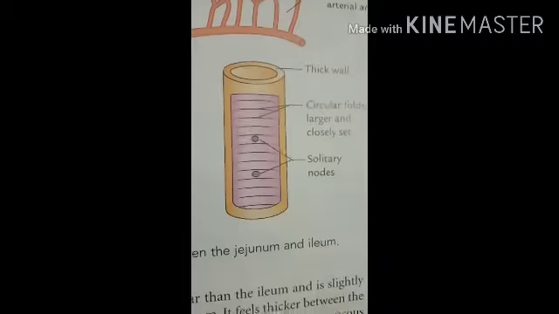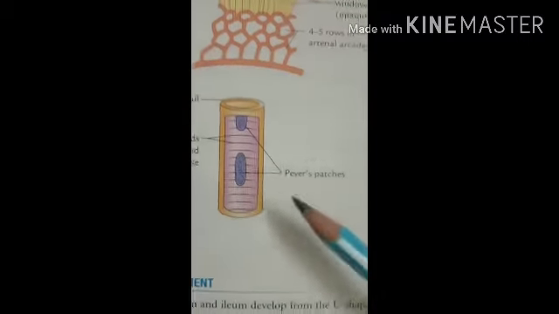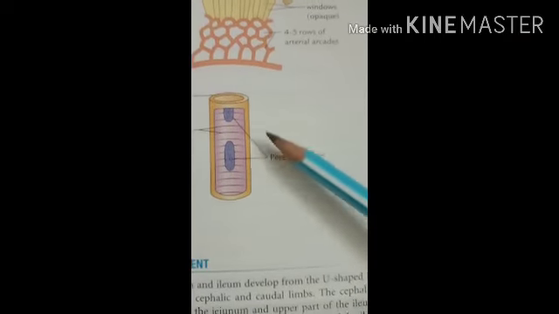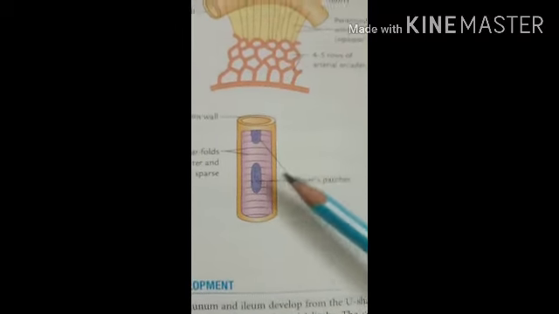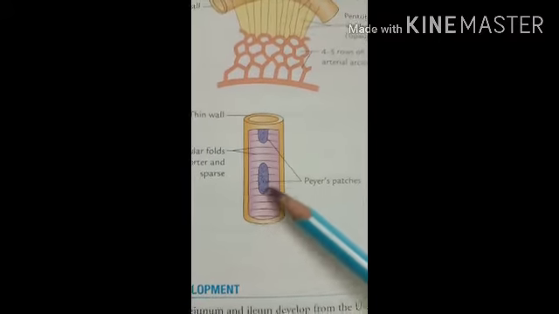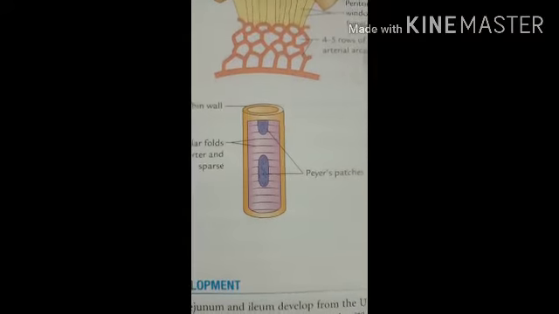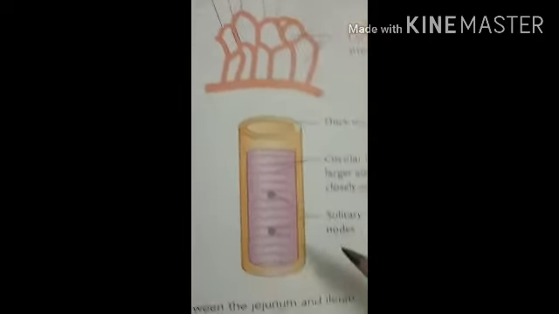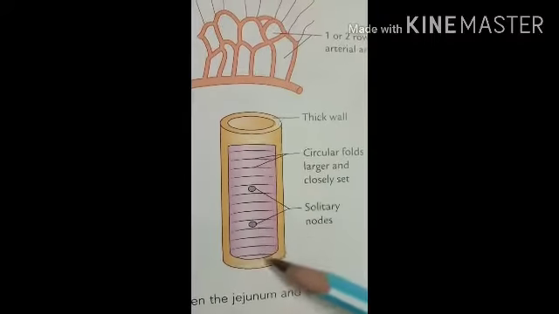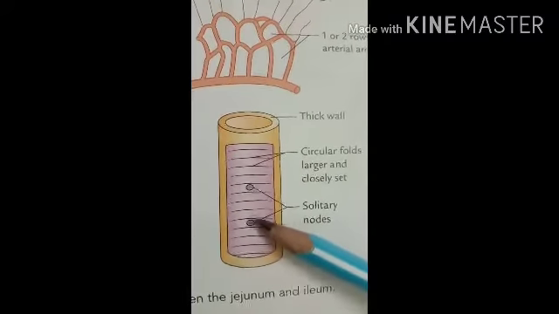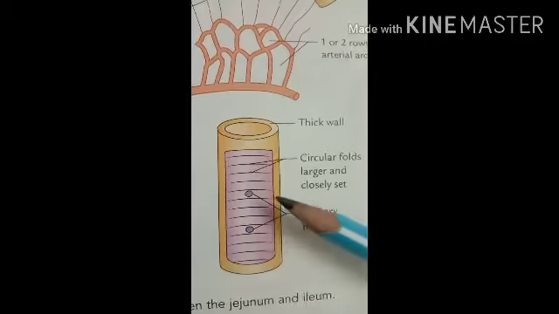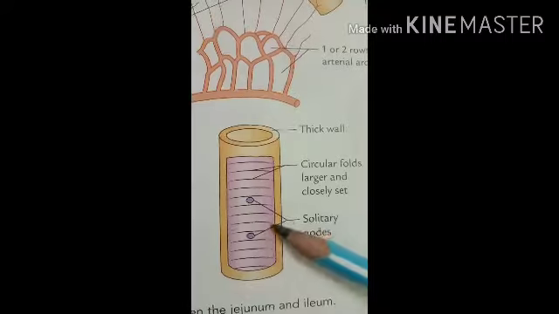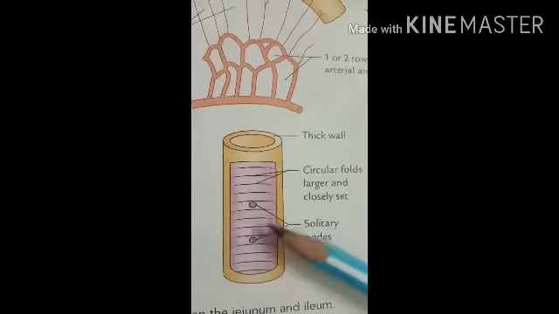Then the Peyer's patches. So here you can see the Peyer's patches. That is a collection of lymphatic tissue. It is absent in the jejunum and present in the ileum. Okay, and then the solitary lymphatic follicles. Here you can see these are small collections of lymphoid tissue. They are fewer in the jejunum and more numerous in the ileum.